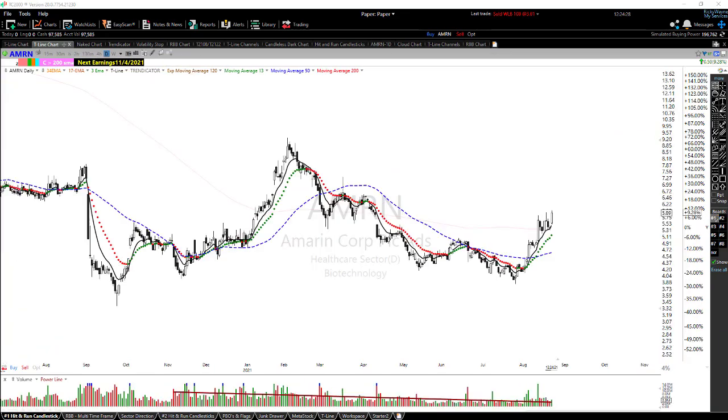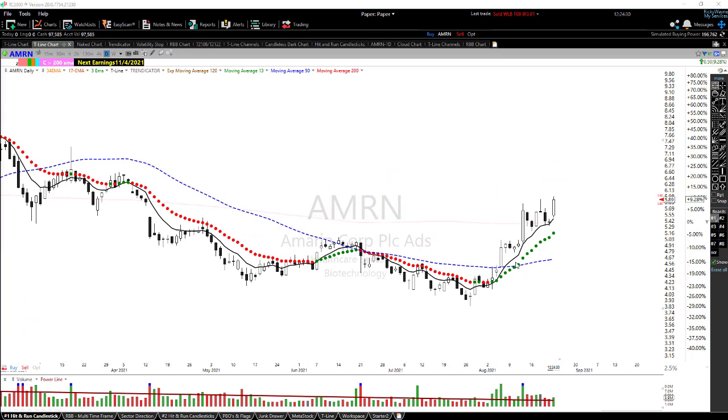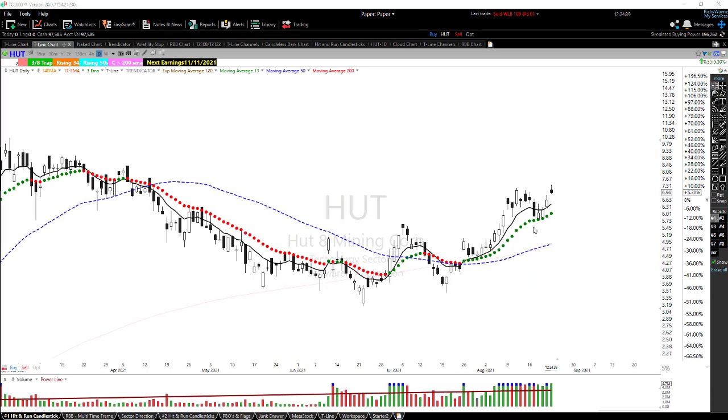And now you can look for some of these charts. Look at that. By the way, this alerted all through here. This alerted on these pullbacks as well. Let's look at HUT. HUT alerted here. HUT alerted here.